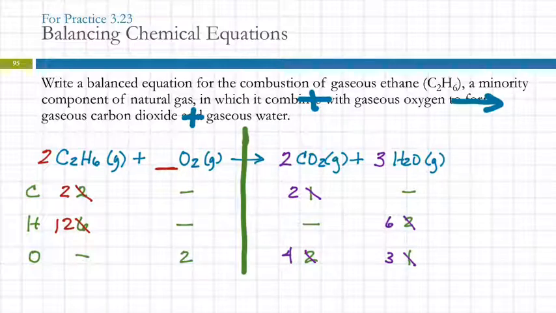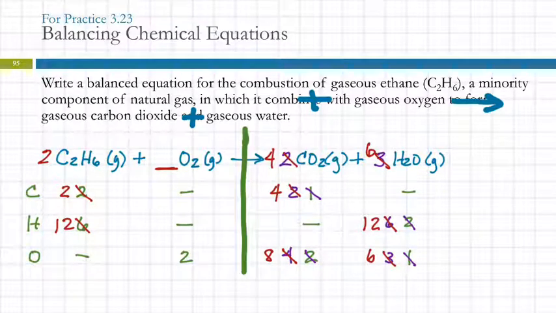That's what I'm messing with, so I'm going to leave that one open. I'm going to change this to a 4. That becomes a 4, this becomes an 8. I'm going to change that 3 to a 6. So now I've got 12 and 6. I just doubled everything except that oxygen.